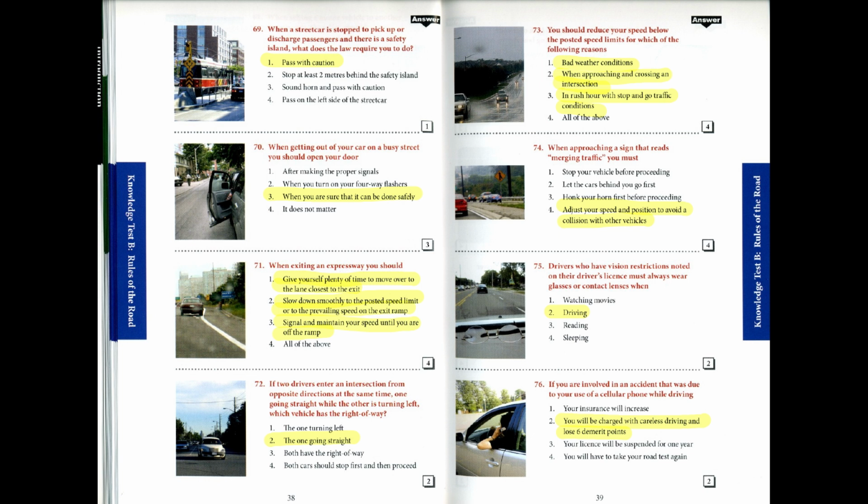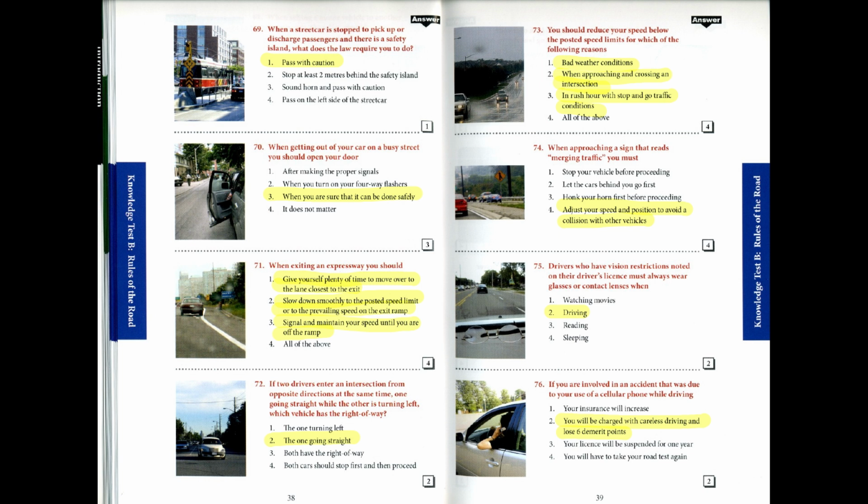Number 72. If two drivers enter an intersection from opposite directions at the same time, one going straight while the other is turning left, which vehicle has the right of way? The vehicle going straight has the right of way over the vehicle going left. Number 73. You should reduce your speed below the posted speed limits for which of the following reasons? Bad weather conditions. When approaching and crossing an intersection. And in rush hour with stop and go traffic conditions.